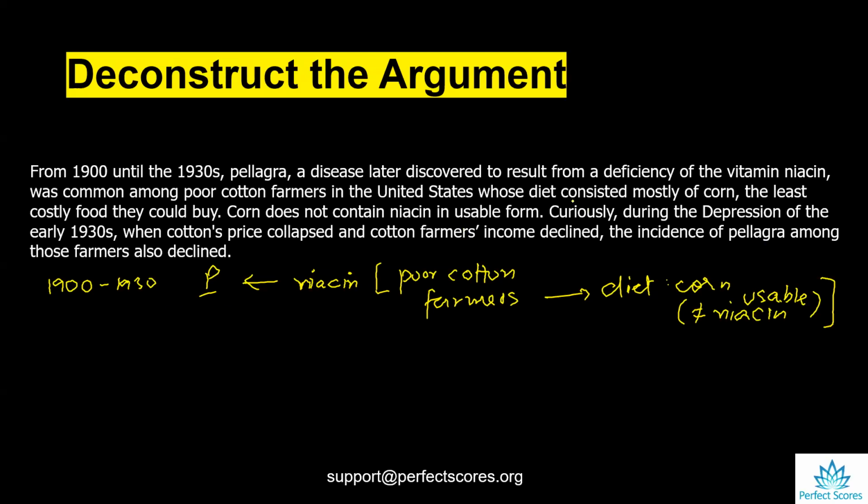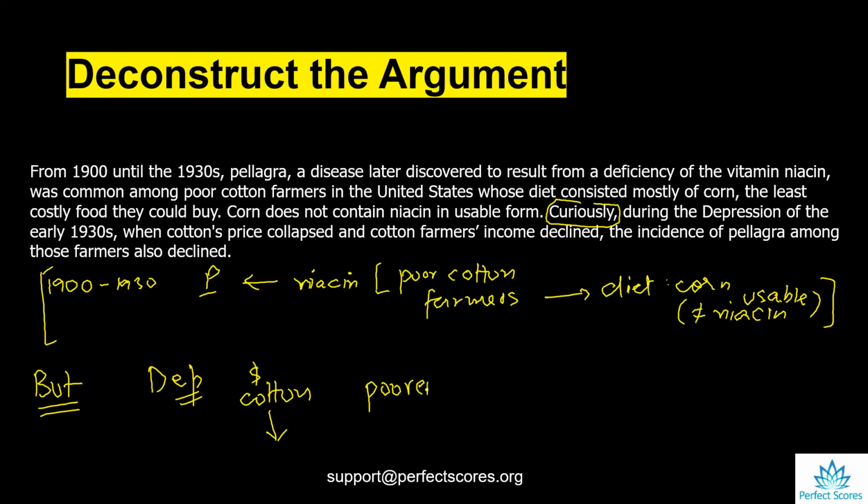Curiously here marks a shift in the tone of the argument. So it shows that all this is happening, but something strange also happened, which is that during the Depression, when the price of cotton reduced, and income of these poor cotton farmers reduced. That means they basically became poorer. The pellagra also declined. So what do you think is happening here? What kind of conclusion is the argument presenting?